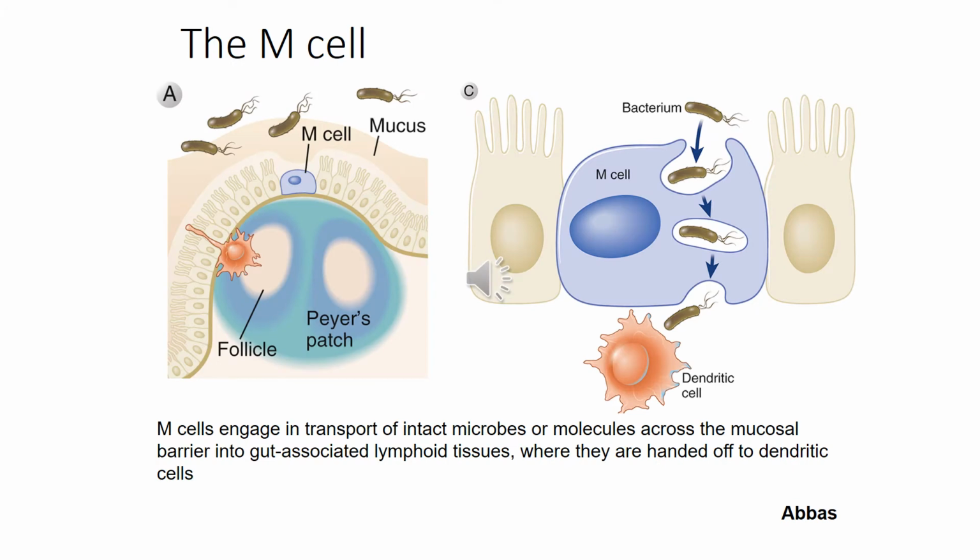So the M cells are very important for providing antigen to the antigen-presenting cells in the epithelium. The M cells are often sitting on top of the Peyer's patches, but they can also be found elsewhere through the epithelium. And they can transport whole microbes or only pieces of microbes and molecules over the barrier. And the resulting antigen is handed off to dendritic cells.